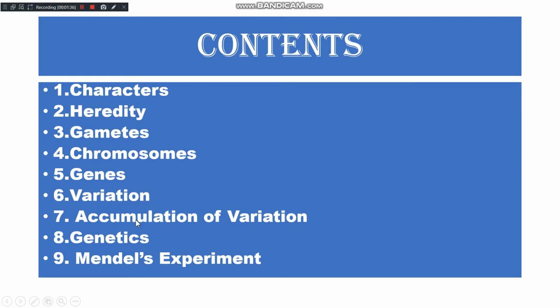And in today's class I will explain to you the accumulation of variation, the term genetics, some more important terms, and then Mendel's experiment.